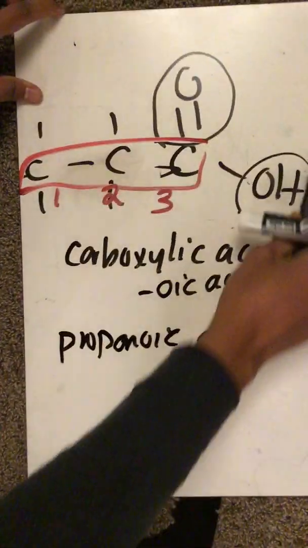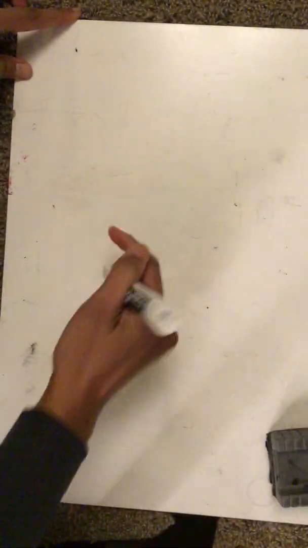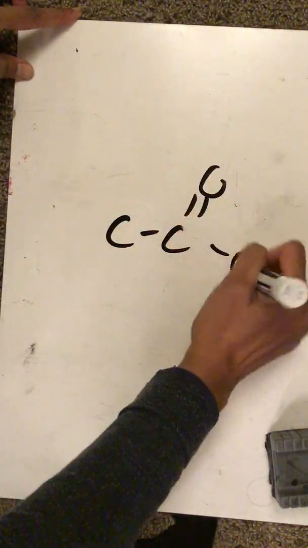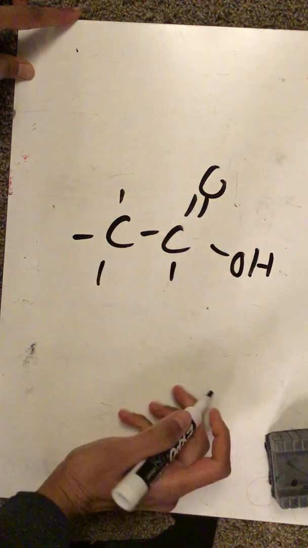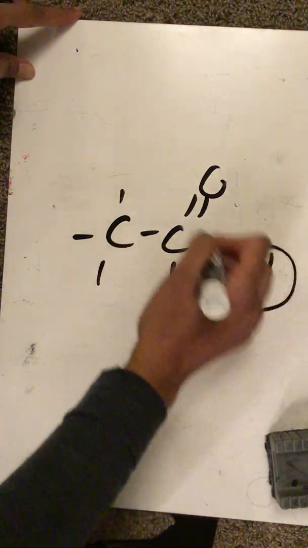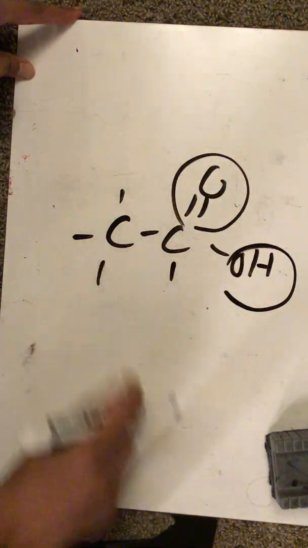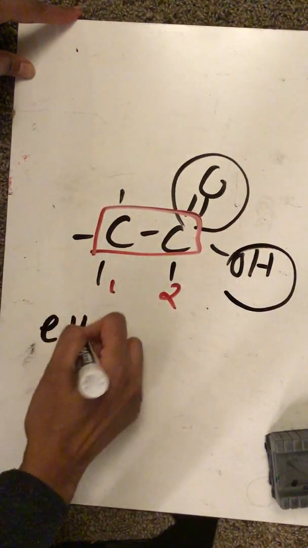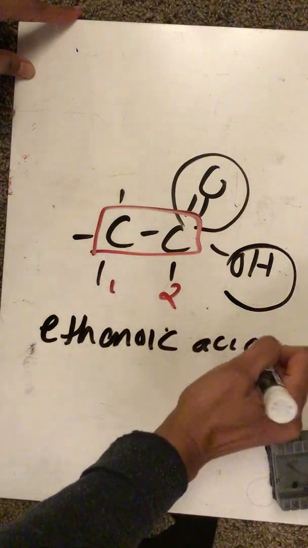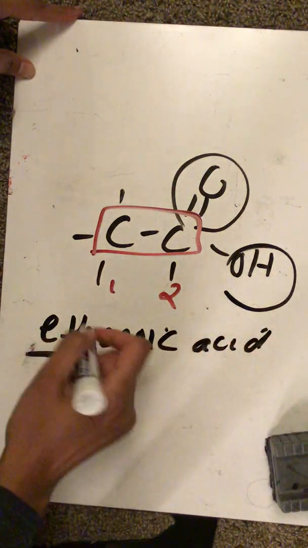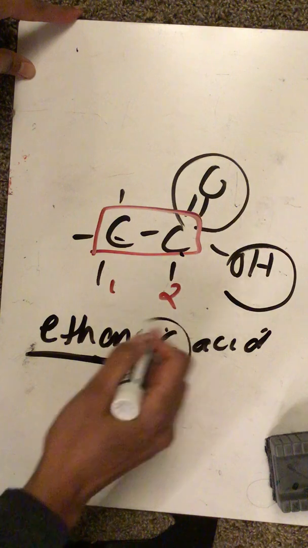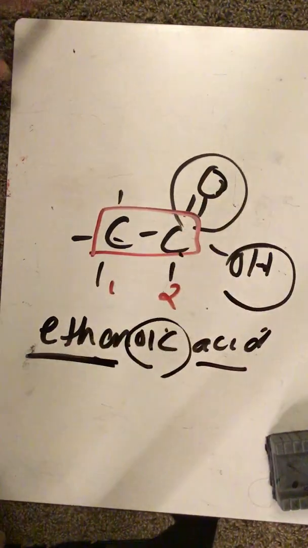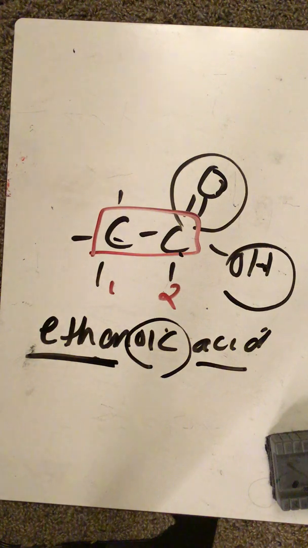Easy. Okay, now if you had this, hey, is this a carboxylic acid? Well, yes, it is because there's an OH and a double bond O. What's the longest parent chain? 2 carbons. What would be the name of this? Ethanoic acid. Why? Ethane for the 2 carbons, oic acid because it's a carboxylic acid. That's all you do. And you now learned how to name a carboxylic acid.